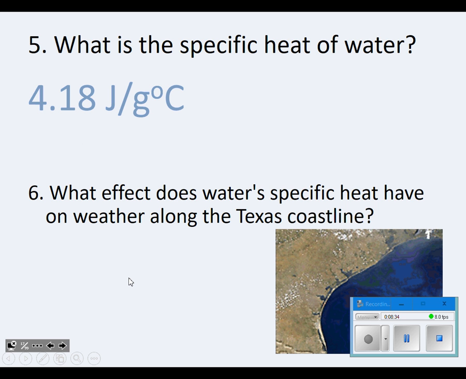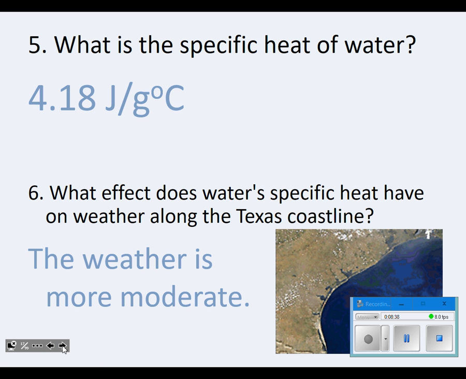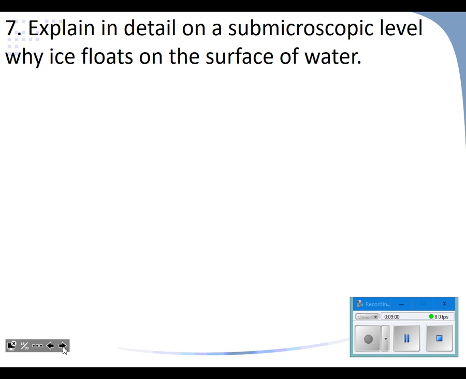What effect does this have on the weather? It actually makes it very moderate because it takes so much energy to change the temperature of the ocean and the breeze at the ocean, because of the fact that there's a lot of water vapor in the air, so it's really humid at the coastline. So it takes a lot of energy to change the temperature. So it makes the weather moderate because of that.